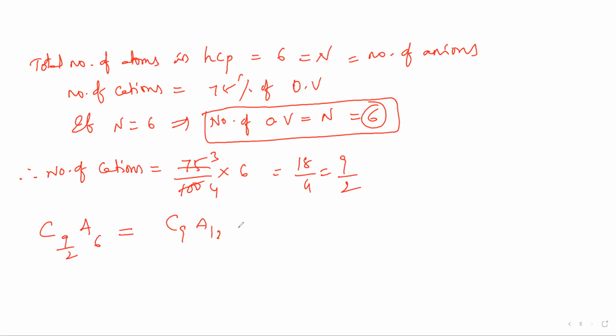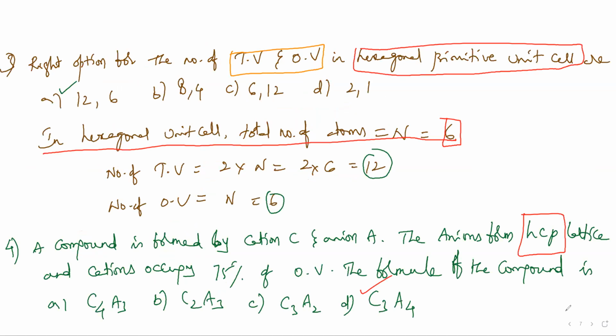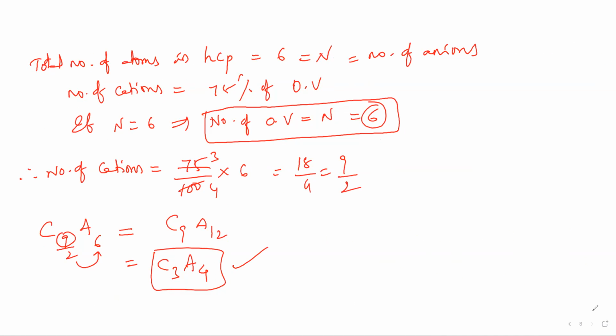Then what will you get? C9/2 A6, that is C9 A12 after multiplying by 2. So which is common? 3. 3 3s are 9, 3 4s are 12. So C3A4 is your answer. Done. So this is one more model.